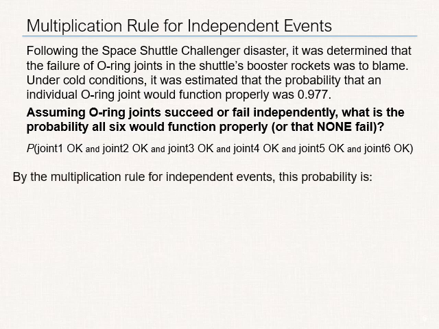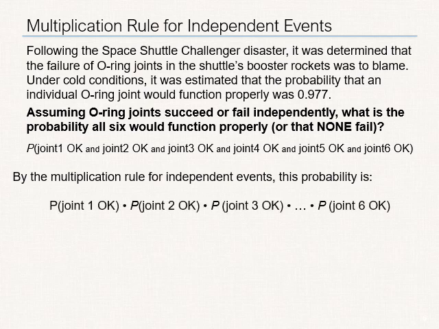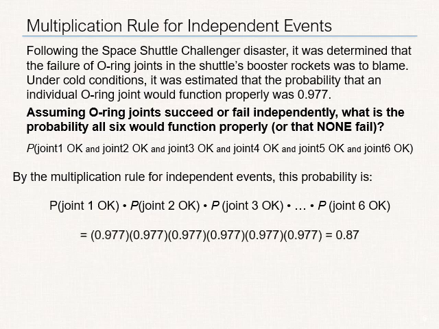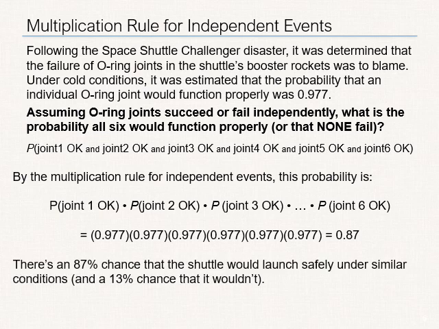All right, so we just talked about the multiplication rule. If they're independent, how can we calculate all these probabilities? We simply multiply them all together. So the probability that the first joint's okay, and the second joint, and the third joint, and so on. We know from up above that the probability that an O-ring joint works properly on a cold day is 97.7%. So we simply multiply all those together, and we get about 87%. That means there's an 87% chance that the shuttle would launch safely under similar conditions when it was cold out.